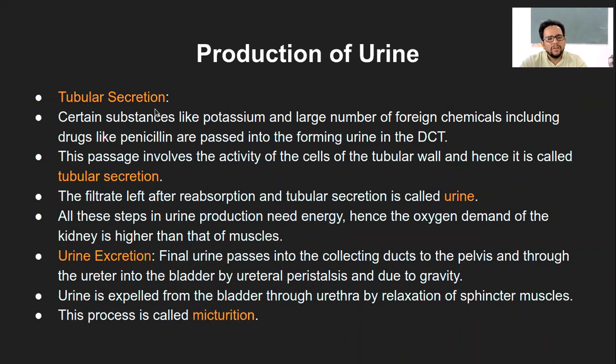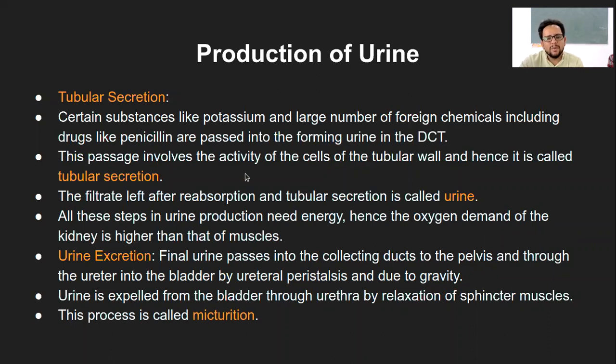And the third stage is tubular secretion. Whatever is in excess in the blood is secreted back into the urine, or secreted back into what we call the nephron. So certain substances like potassium and a large number of foreign chemicals, like medicines that we take, including drugs like penicillin and so on, are passed into the forming urine, which is not completely formed, in the DCT. So all that tubular secretion happens in the distal convoluted tubule.